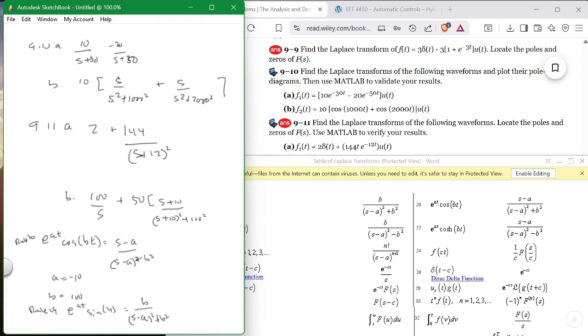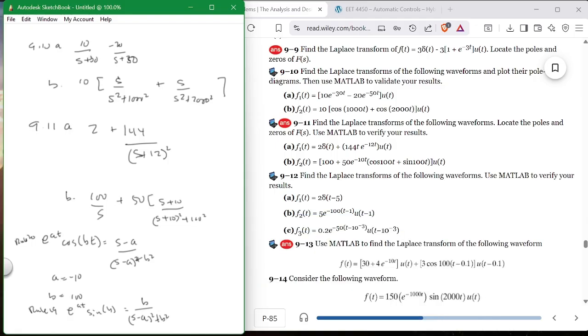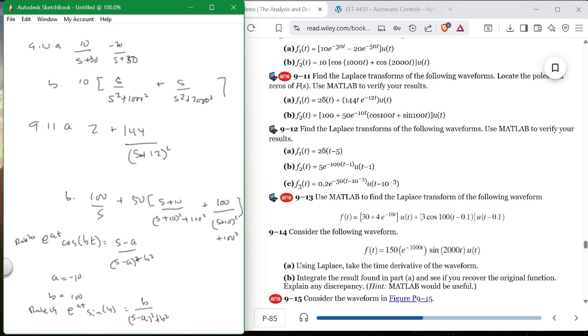So in this case, A is still minus 10, B is 100. So basically it's the same thing. So it's 100 over S plus 10 quantity squared plus 100 quantity squared, and that's your final answer. So that's the translation of that one. Okay? Any questions about that?